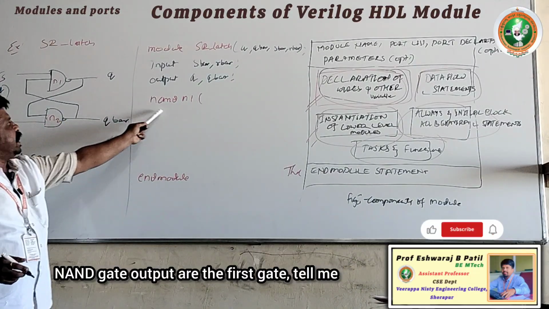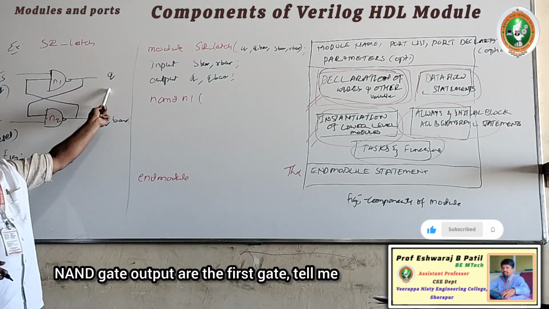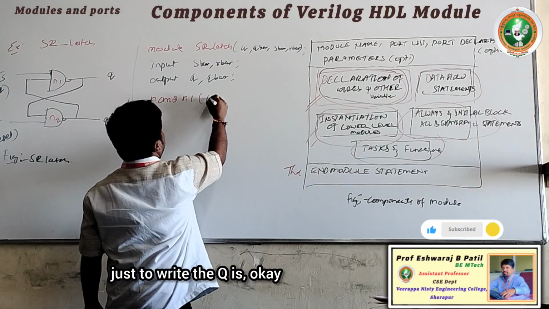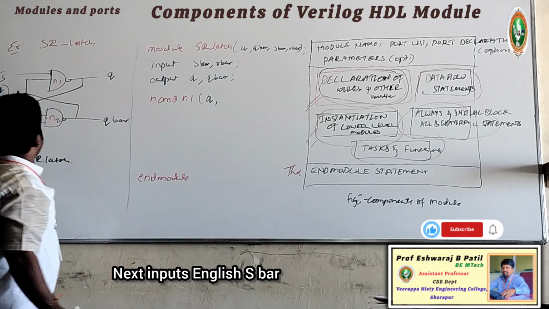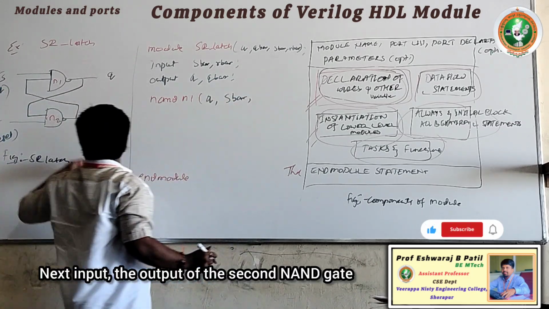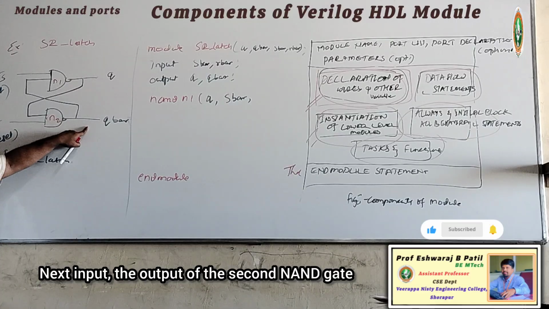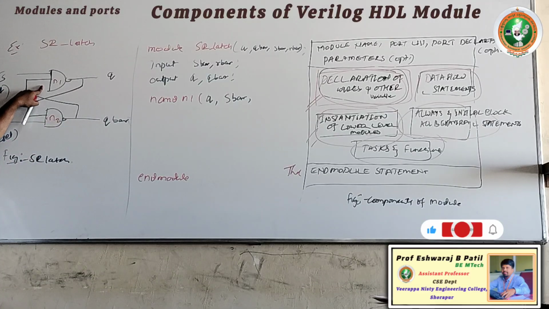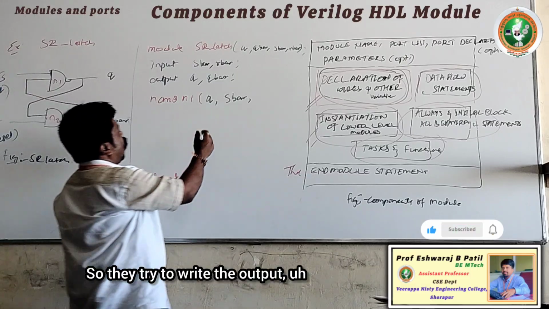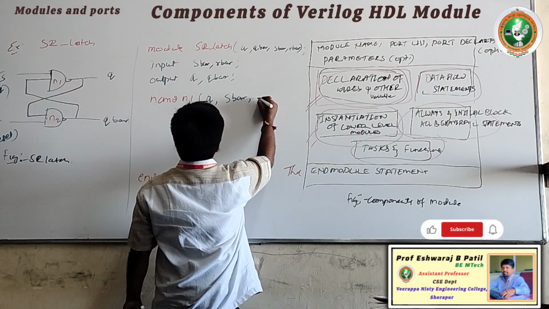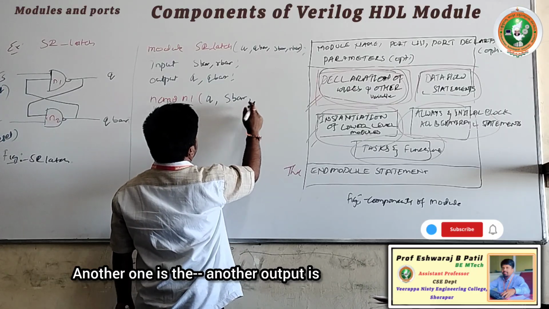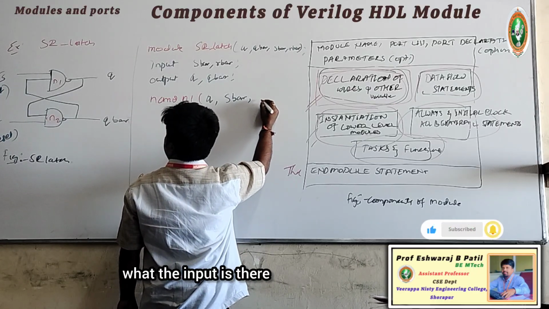You remember, for the NAND gate, what is the output? For the first NAND gate, the output is Q. Just writing Q is okay. Next, the inputs: S bar. The next input is the output of the second NAND gate, Q bar, which is the input to the first NAND gate. So I have to write the output Q, and the inputs are S bar and Q bar.